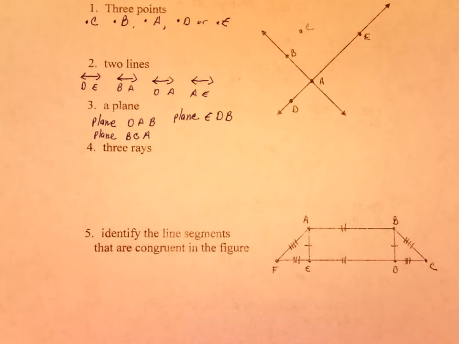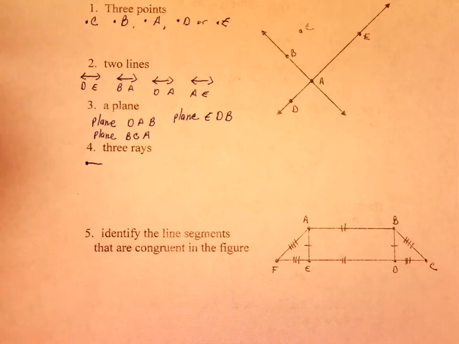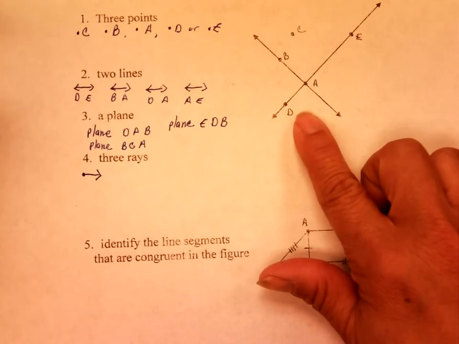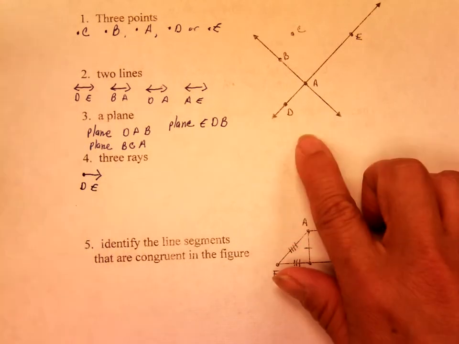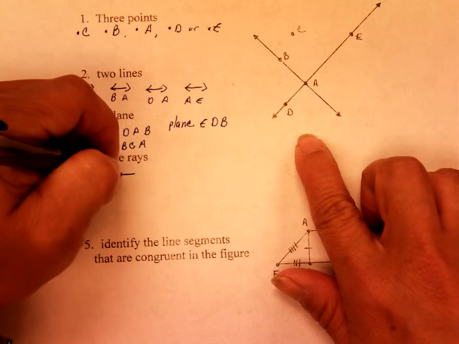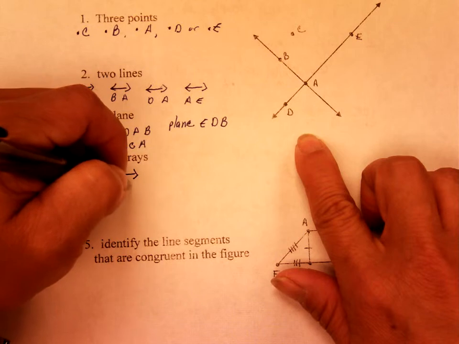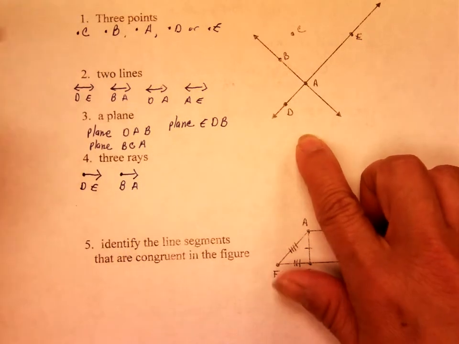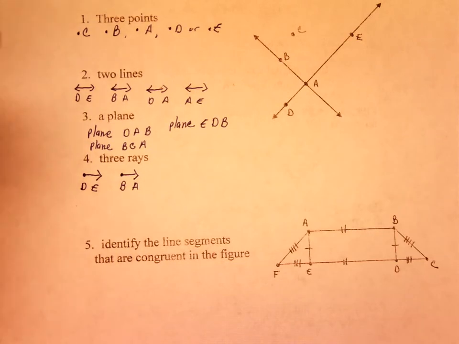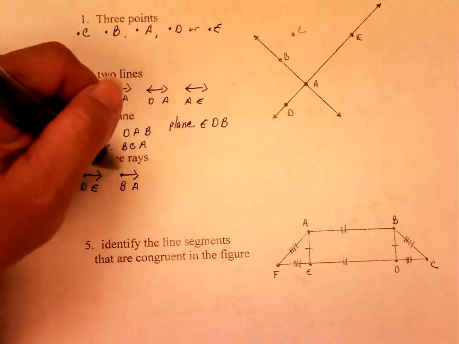A ray, you have to have the line segment and then the arrow. Okay, and for a ray, I can choose DE. I could have ray BA. And there's lots of other ones. You could have had DA or AE. Okay, just as long as you have that ray sign above it.